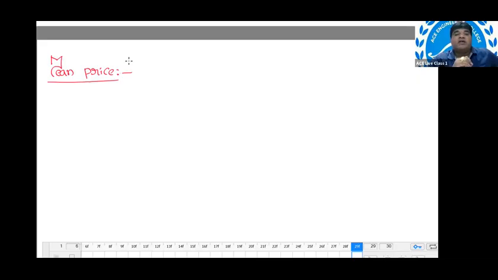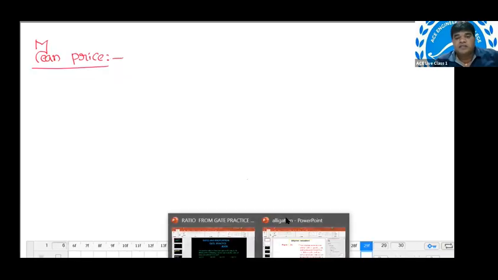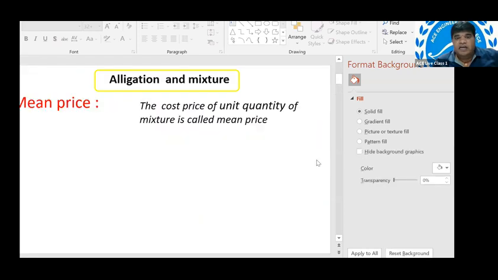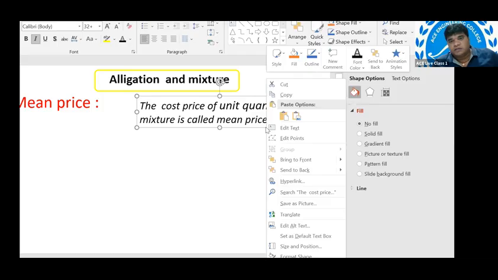As a definition, the cost price of a unit quantity of the mixture is called mean price.